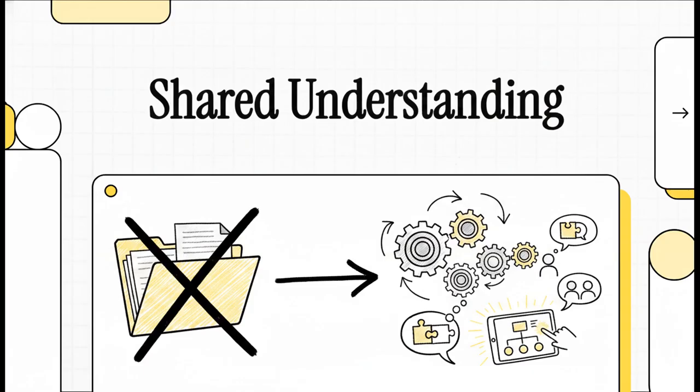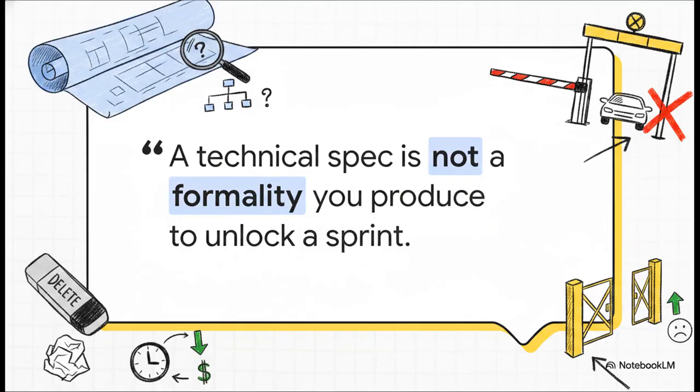By the end of this explainer, you're going to see how a properly designed spec is actually the absolute most powerful communication tool in your entire engineering toolkit. Okay, so let's dive into this massive paradigm shift. And we're going to do that by killing a very persistent myth right out of the gate. A technical spec is not a formality you produce just to unlock a sprint.